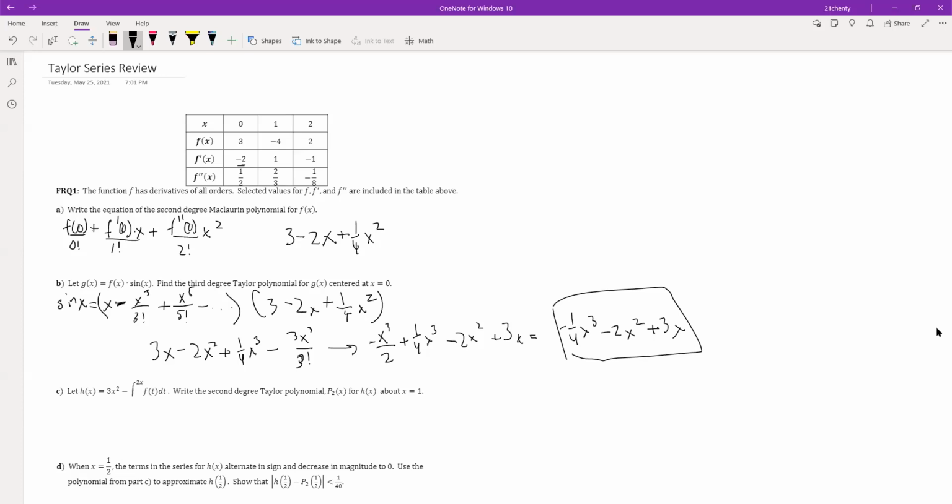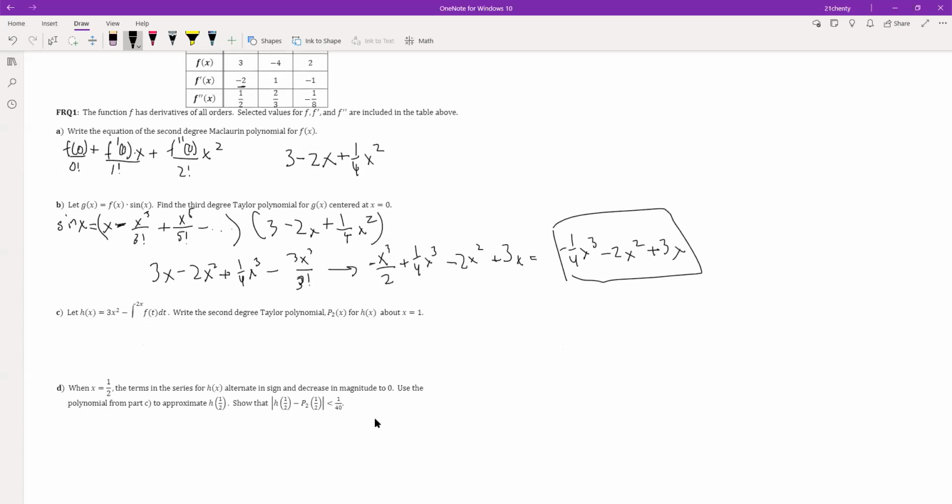And for C, it got cut off a little bit. Let me just check. Okay, it's from 2. Let h of x equal that. Write the second degree Taylor polynomial p2 of x for h of x centered about x equals 1.